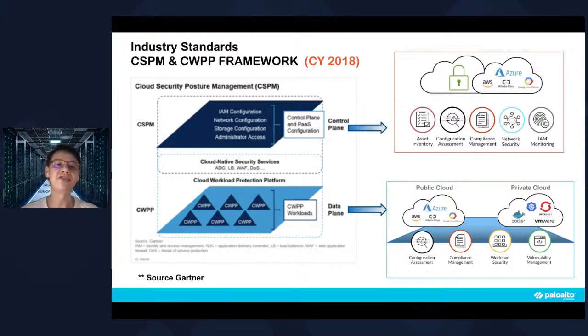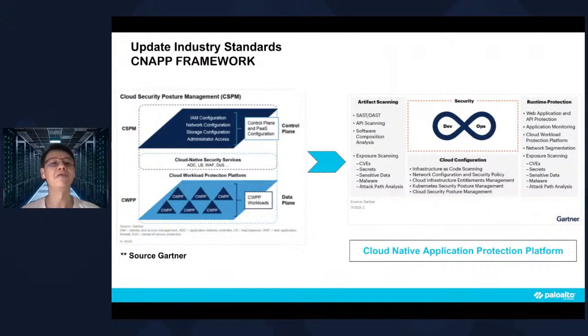But last year, Gartner released another new framework by combining the two frameworks, CSPM and CWPP, and adding something called artifact scanning, which in short you can think of as source code scanning, like SAST and that. The new framework released last year is called cloud native application protection, to make sure that applications leveraging cloud infrastructure are secure from build, ship and run.